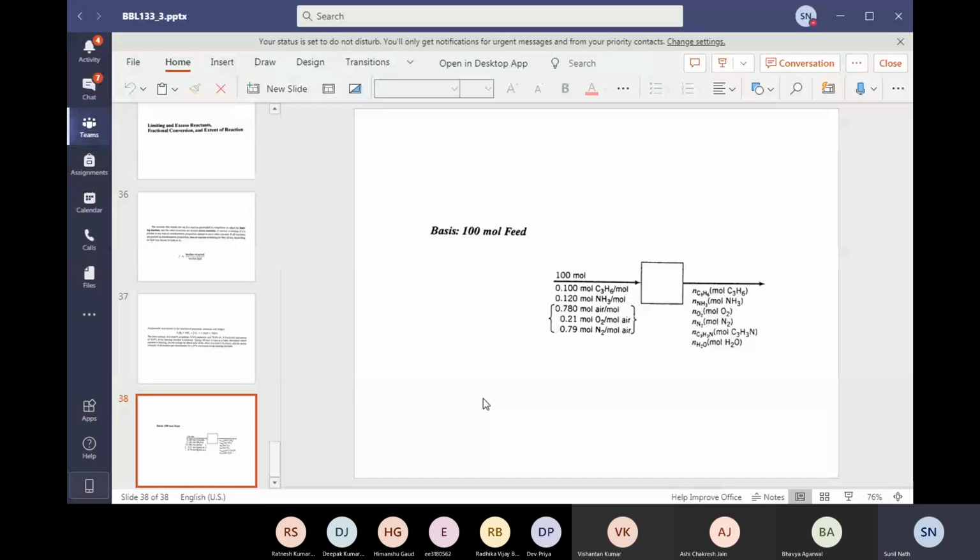So normally you base everything on the fresh feed. So if I have to define a yield based on fresh feed, what should I do? This is the question I want you to think on. Of course, you can define yield based on other concepts also, but normally in the continuous process, we are interested in how much fresh feed we fed into the reactor, or the train of reactor separator units.